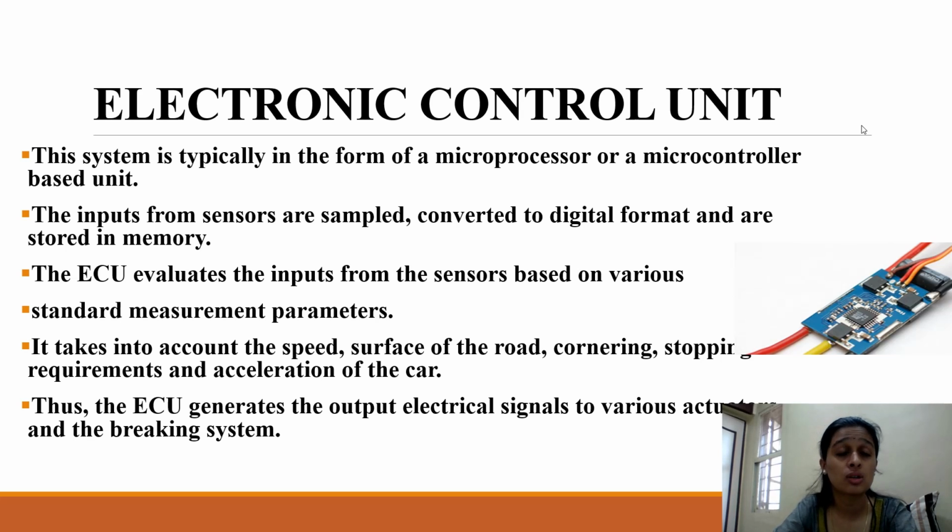So it takes into account the speed, the surface of the road, the cornering cases, the stoppages, or the brake, how much braking you have applied, and the acceleration or the speed of the car. It will then generate the output electrical signal to various actuators and the braking systems. So the ultimate output of our suspension system are the actuators and the braking system.